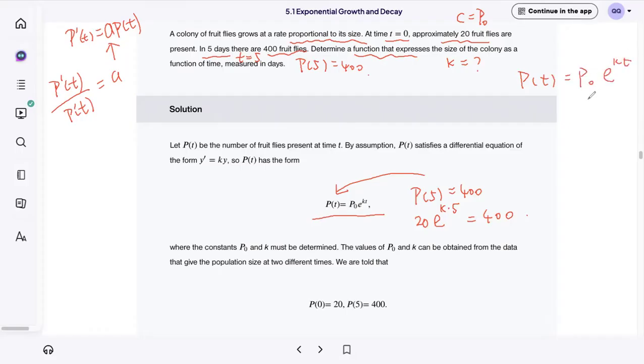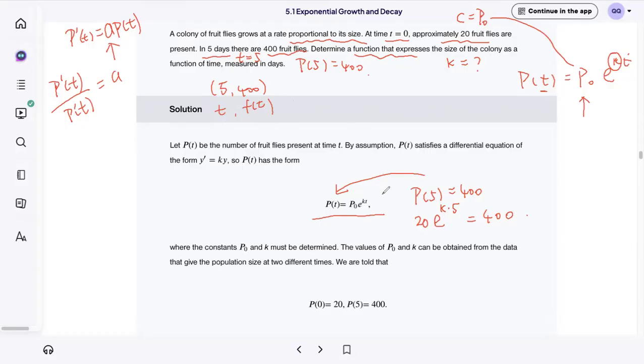How many variables we have? Well, P naught we already know, 20. e is a constant. t is a variable because it's a function in terms of t. All we have to do is find such k. So how do we find such k? We use the condition given. 5 days, 400 flies, right? So this is t, this is f of t. Basically f of 5.